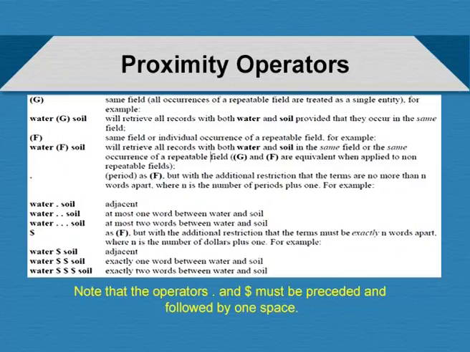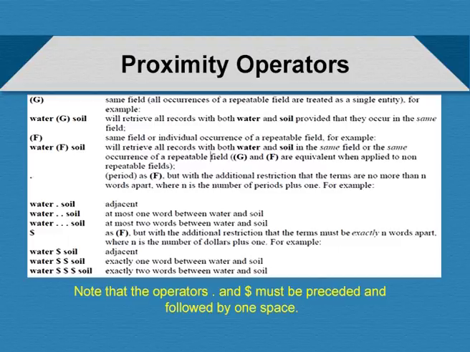If you give water . hardness or water . impurity, it will retrieve only those records where water and impurity appeared side by side. Now, if you enter water .. impurity, it will retrieve only those records where water and impurity are separated by two spaces.